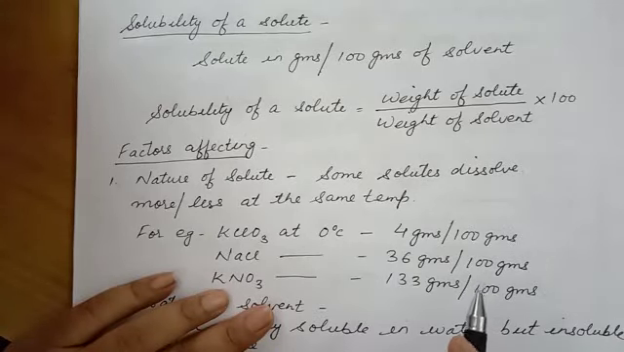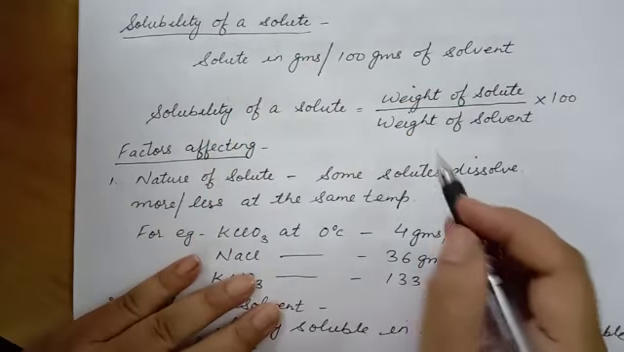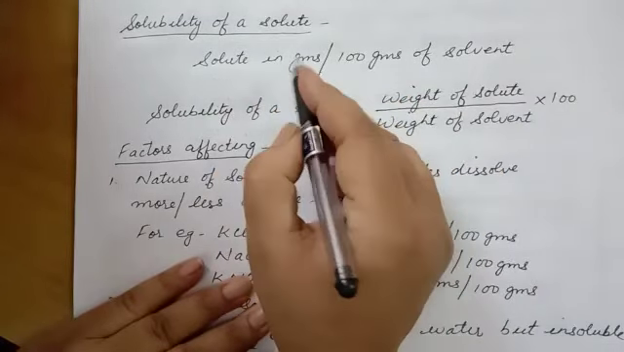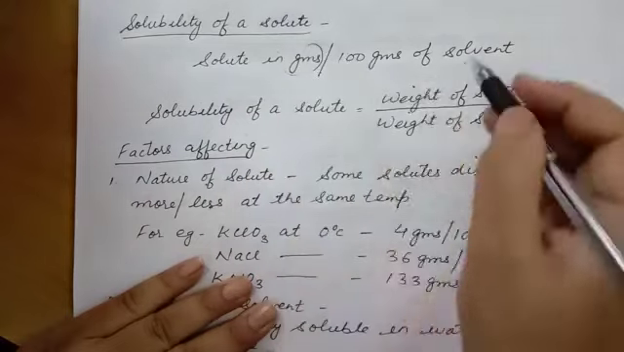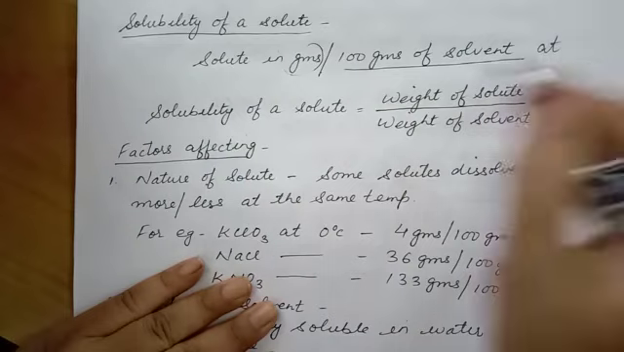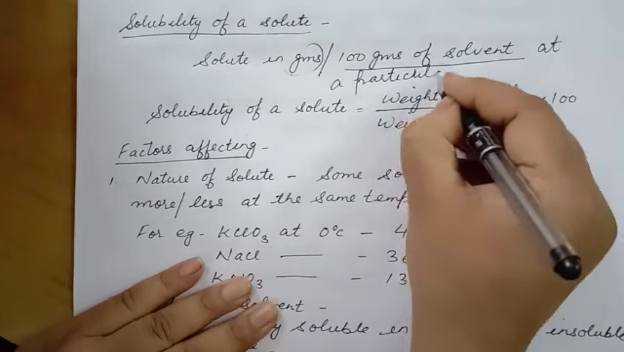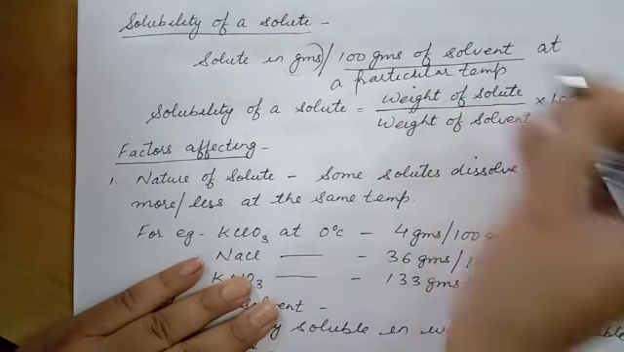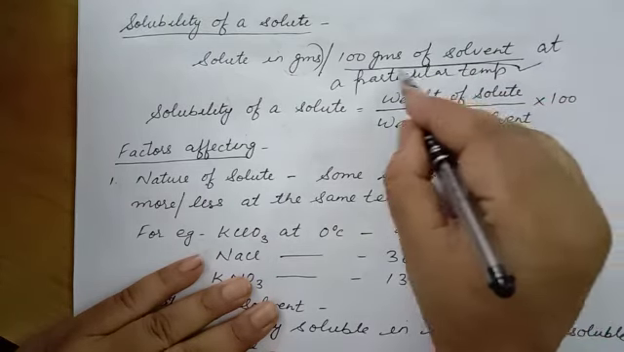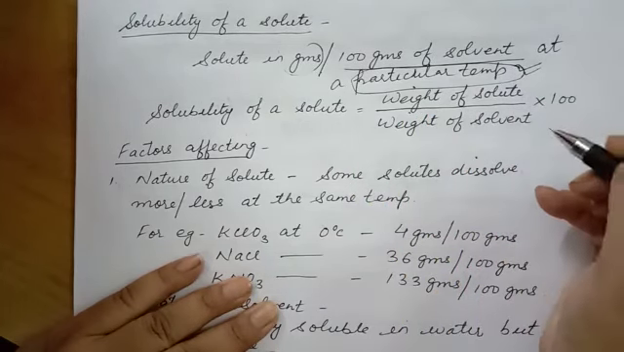Students, today we are going to start with solubility of a solute. Now, what is the solubility of a solute? This is the amount of solute in grams in 100 grams of a solvent at a particular temperature. So, solubility of a substance is only at a particular temperature and it will change with the change in temperature.